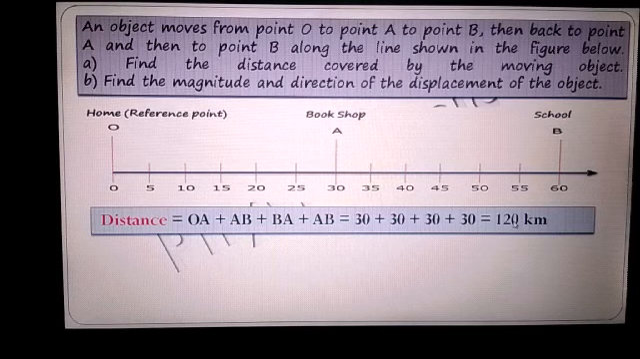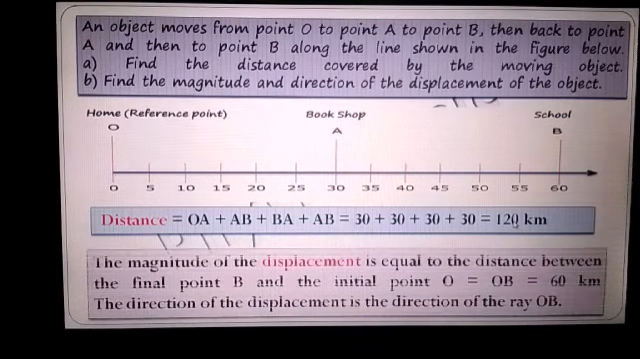Now we will find the displacement. We know that the displacement is equal to the difference between final point and initial point. Here the final point is B and initial point is O. So this difference between final point and initial point, that is 60 minus 0, 60 kilometer, is the displacement. Now the direction of displacement is the direction of the ray O to B.